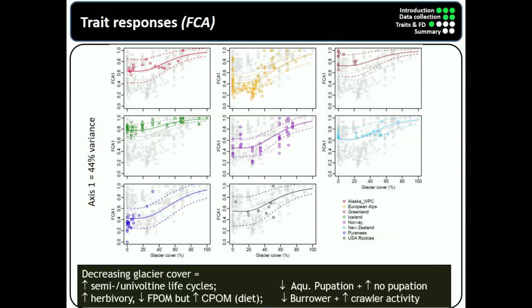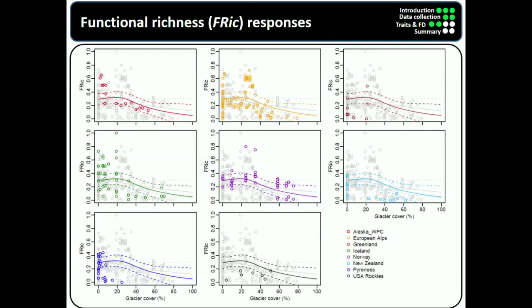If we look at functional richness, as a measurement of the overall trait space, here we've standardized within region and calculated functional richness, because obviously not all the species occur in all the different regions, and some of the traits are maybe absent. So here we've standardized within region and then plotted all these together. Again, we're getting a significant coherent response across this glacial gradient, an increase in functional richness as we lose glacier cover.